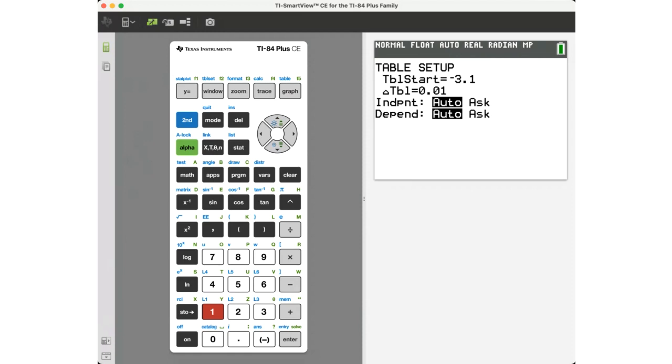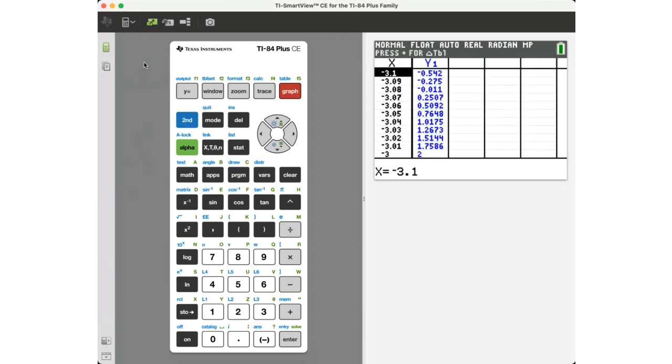And then again, second table. I didn't really emphasize that the first time, but you are going to hit second, your graph key, in order to access the table menu. Now we do want to look at this and make sure we've set it up correctly. We have our negative 3.1, and you can see that it's increasing by 100th each time until it reaches negative 3, which would be 0.0.